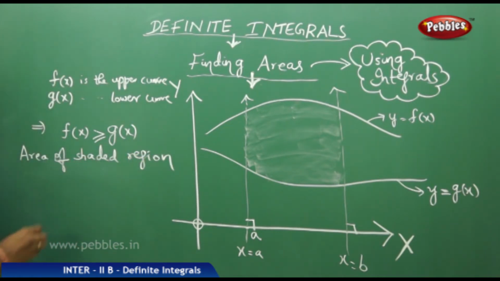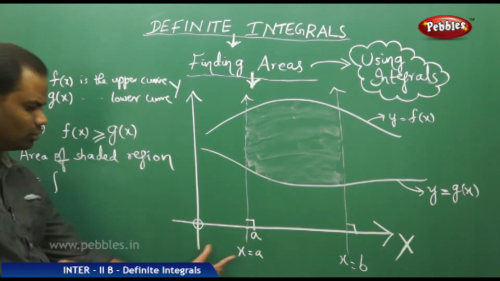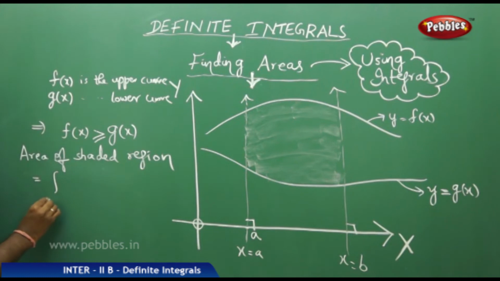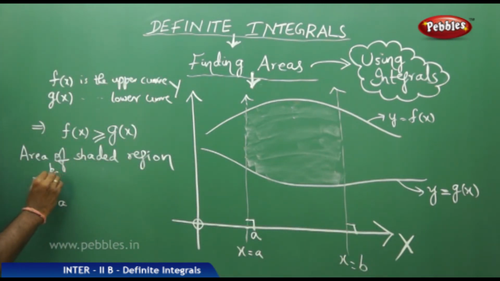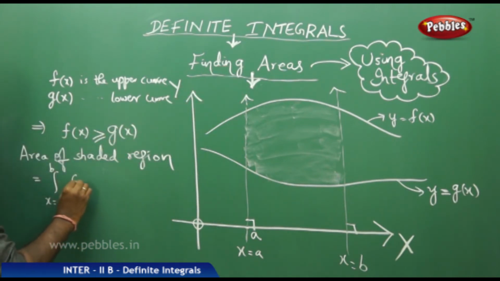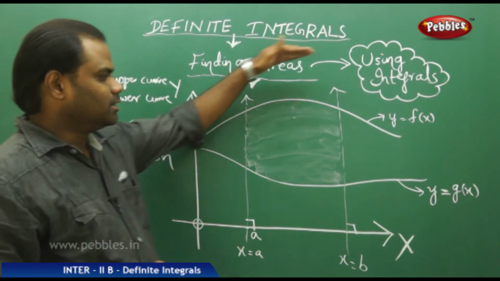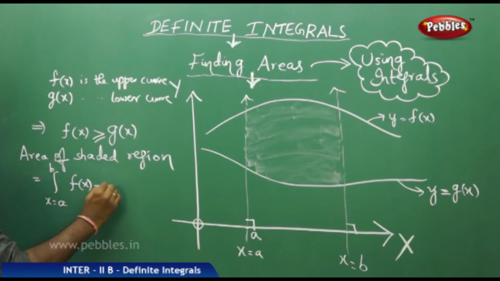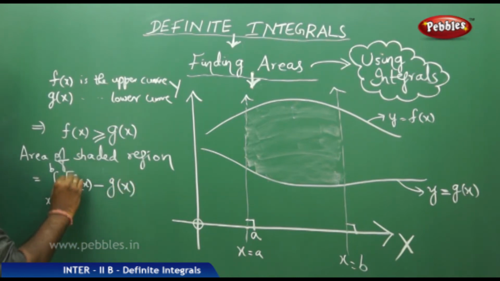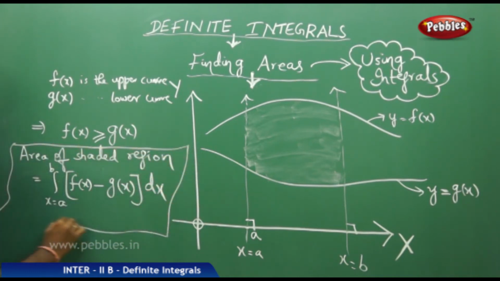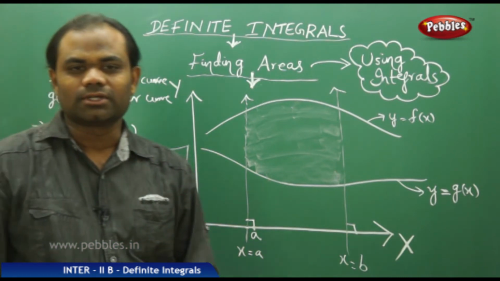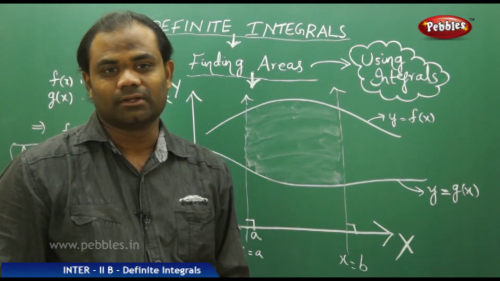Therefore, the area of the shaded region is given by the integral with the lower bound, which is x equal to a, and the upper bound, which is x equal to b on the rightmost. So it is the integral from a to b, a definite integral, of the upper curve, which always comes first, that is f of x, whatever is the upper curve comes first, minus the lower curve, the whole of dx. This is how we define the area of the shaded region using definite integrals.